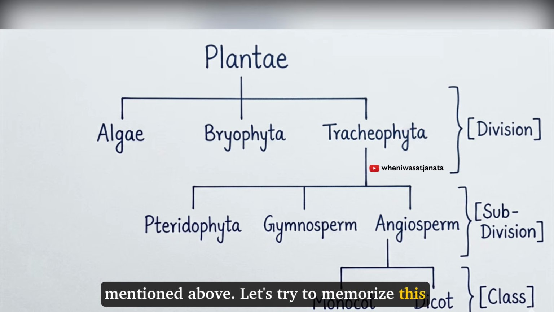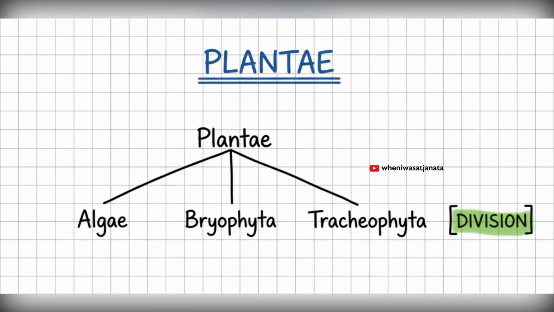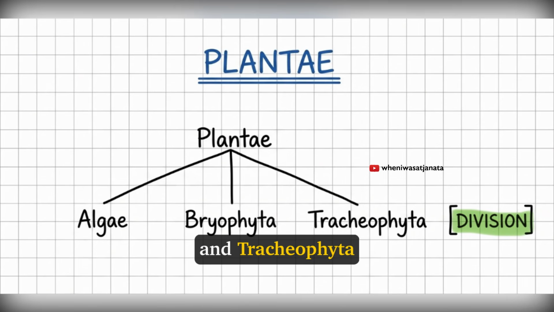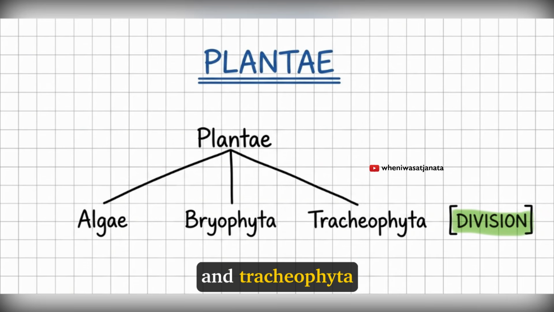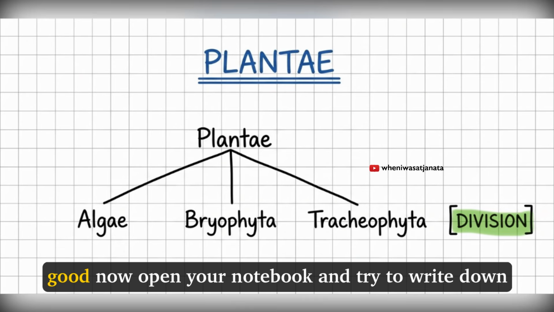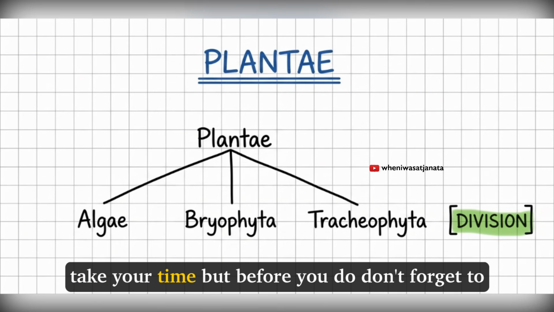Let's try to memorize this together. Everyone, please repeat after me. Three main divisions: algae, bryophyta, and tracheophyta. Repeat it again: algae, bryophyta, and tracheophyta. Good. Now, open your notebook and try to write down these three main divisions. Take your time. But before you do, don't forget to check the spelling.